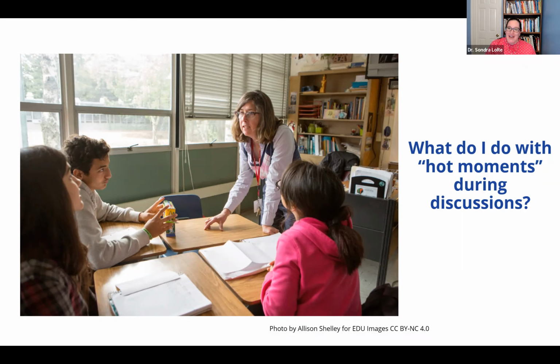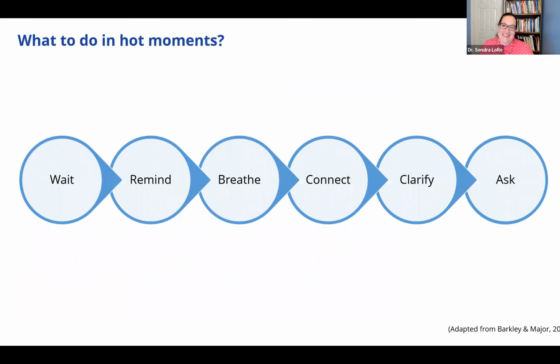So we had a chat where people shared different methods or things that they do when a hot topic comes up, or there are hot moments in the discussion. And it was interesting because it really lined up with what Barkley and Major had written about, which is synthesized in this graphic. First, they say wait, and then remind the class of our topic, of, hopefully, a discussion agreement plan in place that you can point to, and breathe.